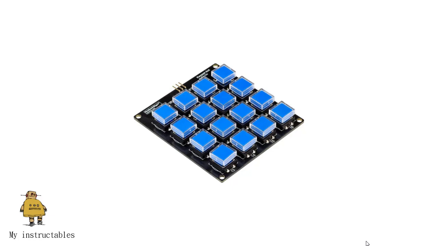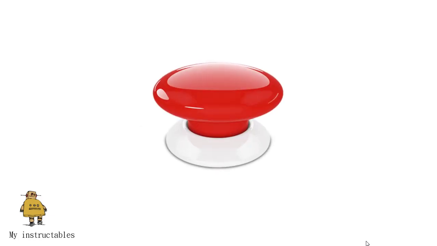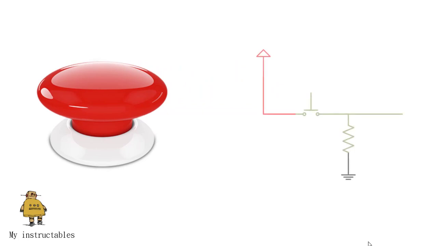So before learning about the 4 by 4 keypad, let's understand the principle of a button first. A push button is a type of switch that works on a simple mechanism called push to make. Initially, it remains in the off state, or normally open state. But when it is pressed, it allows the current to pass through it, or we can say it makes the circuit when pressed.